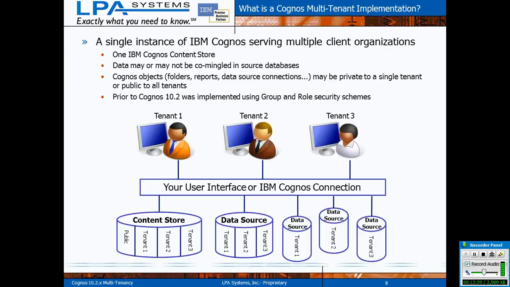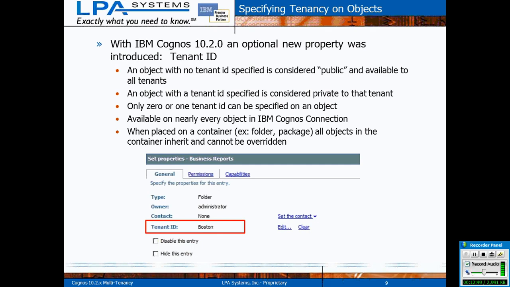This new property is available on every property sheet. It's on the General tab. In the picture below, you'll see that the object that I've opened, which is a folder called Business Reports. This folder is specific to the tenant known as Boston in this environment. So no other tenant who logs in will be able to see this folder or its content. Had the tenant ID that's shown on the picture said none, then this folder would have been a public folder, and every tenant who logs in would have access to this folder and would be able to do something with it.